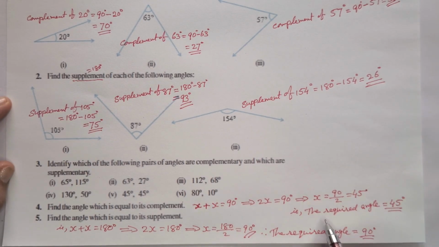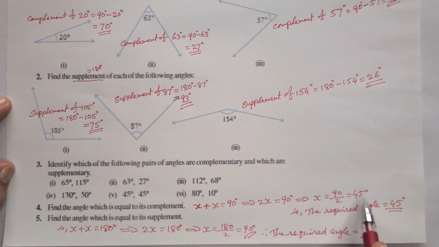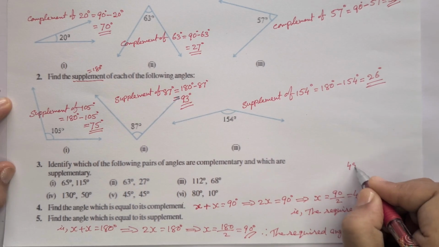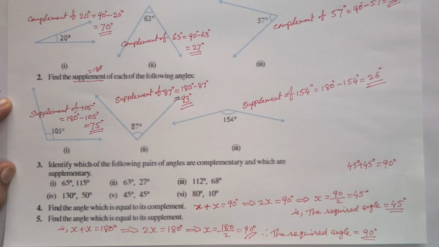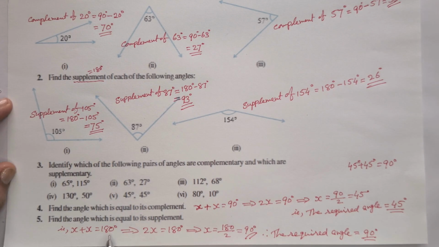So we can write the required angle is 45 degrees, which means the angle which is equal to its complement, both the angles are 45. We know that 45 plus 45 is coming as 90 degrees, complement. Now fifth question, find the angle which is equal to its supplement. Same as that, x plus x is equal to 180 degrees. Supplement means the sum of two angles is 180 degrees. So 2x is equal to 180 degrees and x is equal to 180 by 2, 90 degrees, which means each angle is 90 degrees. So the required angle is equal to 90 degrees. 90 plus 90, 180, supplementary.